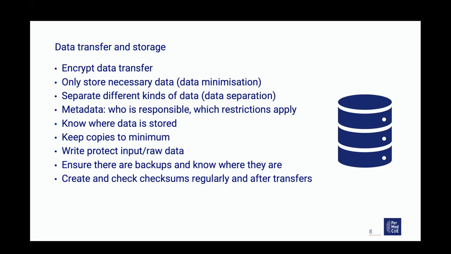For the data management, you should always know where the data is stored. I already mentioned this. Then you should also keep your copies of data to a minimum. That's basically similar to data minimization. So do not have the data in 5 different users' home directories, but store it in a shared space so that there's only one copy to which different users have access. It's also a good idea to write protect your input or raw data. This basically protects the integrity of your data, so that somebody doesn't accidentally overwrite the input data without noticing.